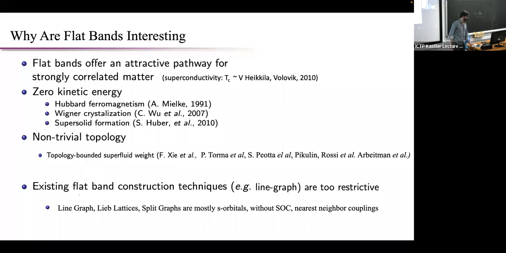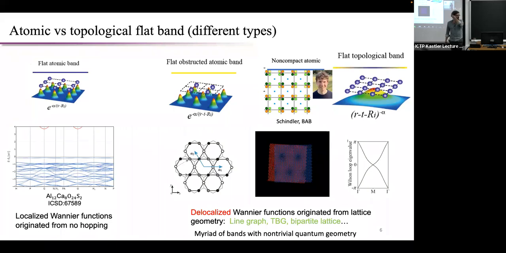We all know why flat bands are interesting, and this is part of the many seminal contributions to the field early on. Now, the type of flat bands that we'll be looking at are not atomic bands. So we don't want to look at flat bands that are basically made out of orbitals that are very localized, which have no hopping matrix elements between them. We want to look at flat bands that come out of interference, where hoppings are very large between the atoms, and this includes topological flat bands.